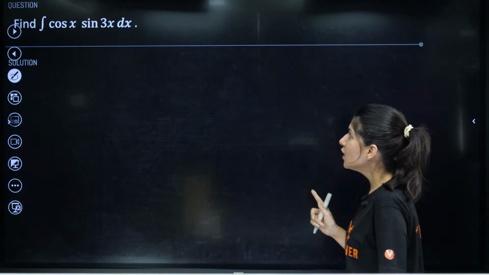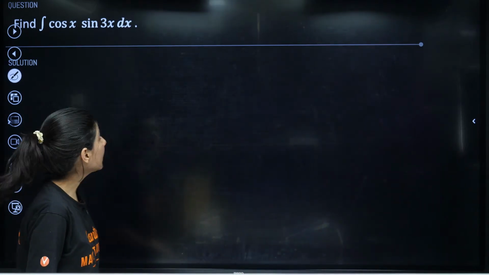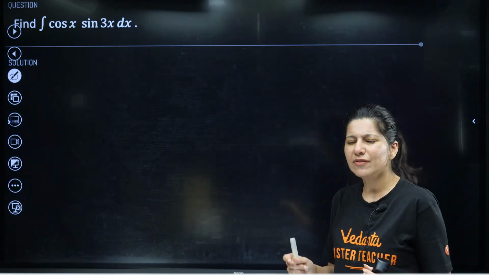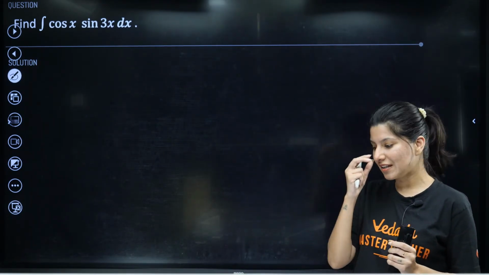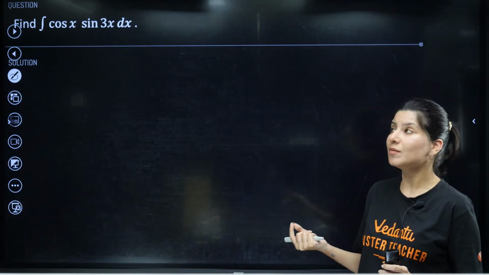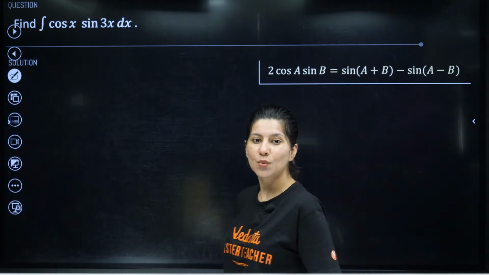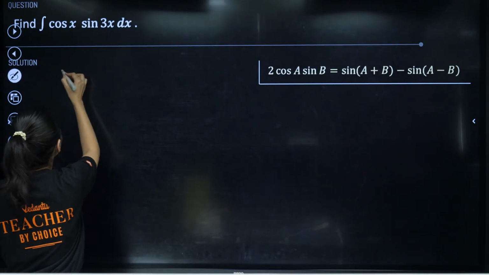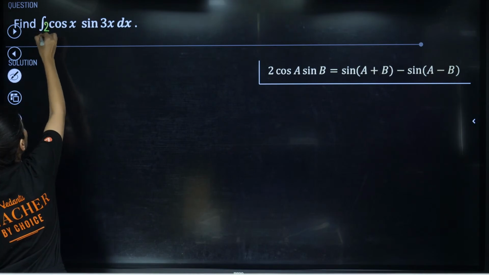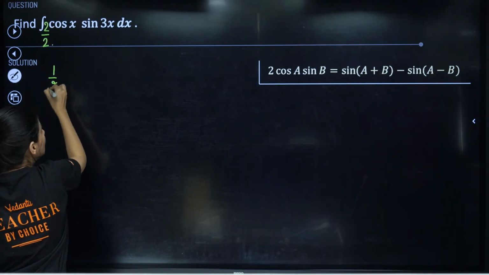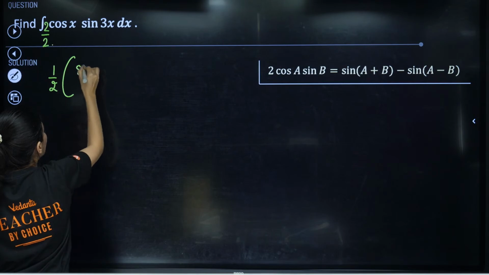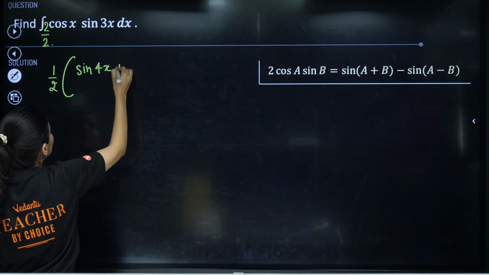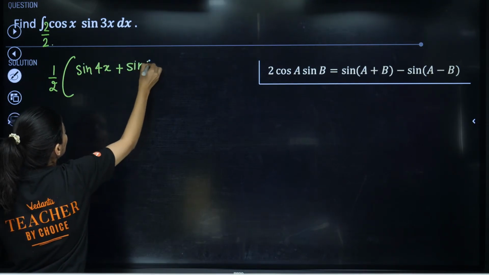Chalo. Next question: cos x sin 3x. Again, we do not have a direct formula to integrate the product of cos and sin. But we do have a formula in trigonometry: 2 cos A sin B is sin A plus B minus sin A minus B. So this is going to be, 2 by 2, so 1 by 2 sin A plus B, so sin 4x, minus sin A minus B, so this is going to be plus sin 2x.